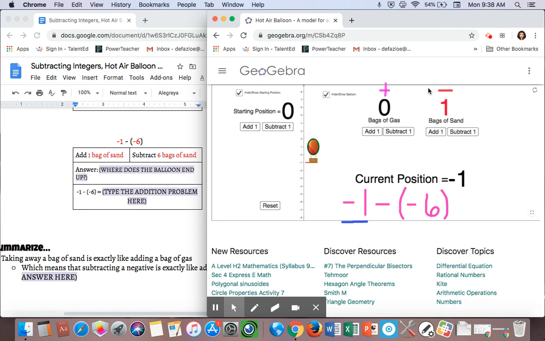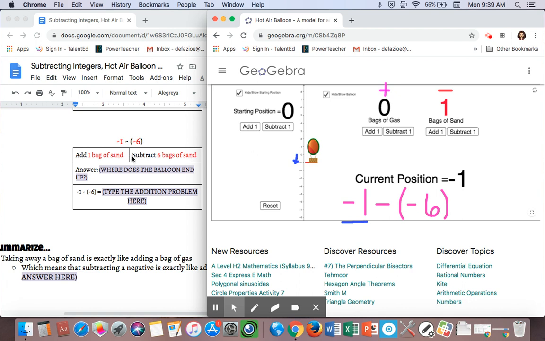I'm adding 1 bag of sand. So the first thing I did was I went from 0 down to negative 1. All right. Now again, I'm subtracting negative 6.